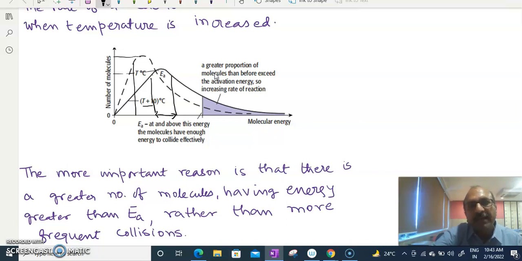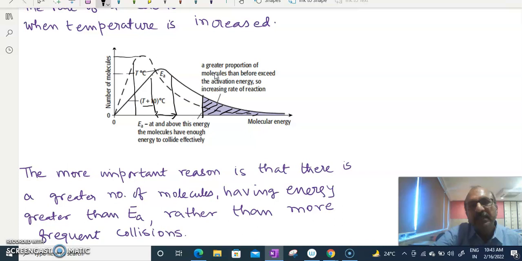Now we know the activation energy remains the same. The activation energy which was there for the lower temperature is the same activation energy, because activation energy depends upon the nature of the reaction, and the reaction itself we are not changing. So we are talking about the same activation energy. It has not changed, right? But the number of molecules which possess energy greater than the activation energy is the shaded region which you see here.